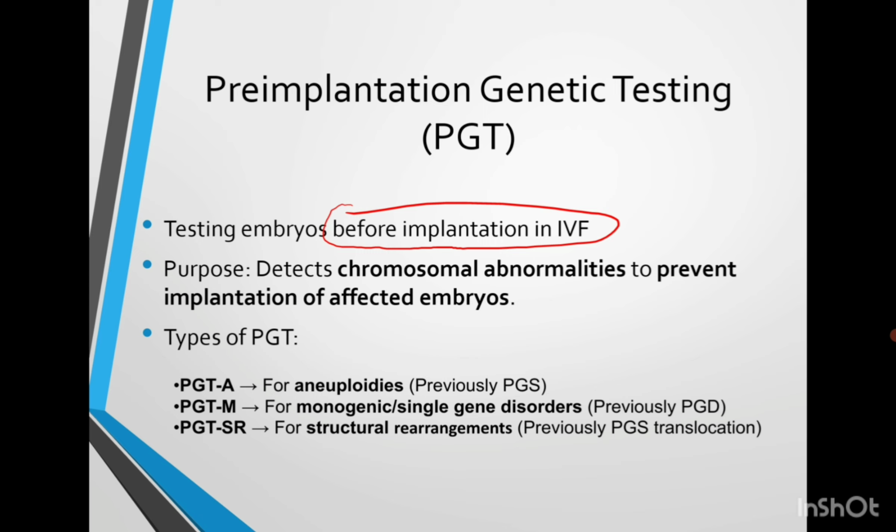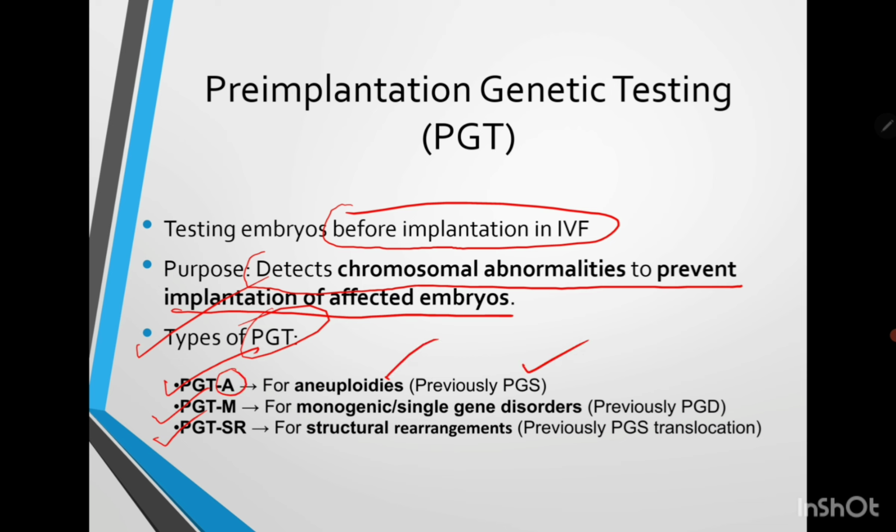Those having a recurrent risk of aneuploidy baby or any abnormal baby. Purpose is to detect the chromosomal abnormality to prevent implantation of affected embryo. So there are types of pre-implantation genetic testing: PGT-A, PGT-M, PGT-SR. PGT-A is aneuploidy, previously pre-implantation genetic screening. PGT-M is for monogenic or single gene disorder, previously PGD. PGT-SR is structural arrangement, previously PGS for translocations.